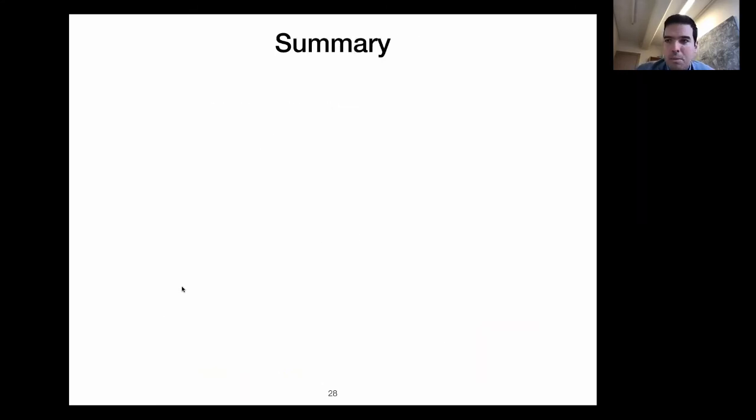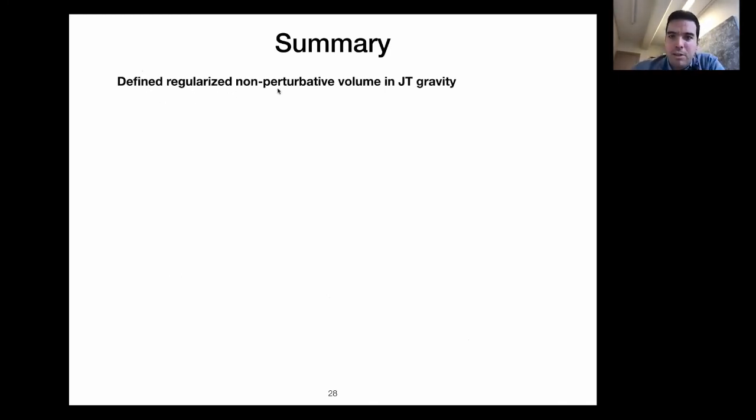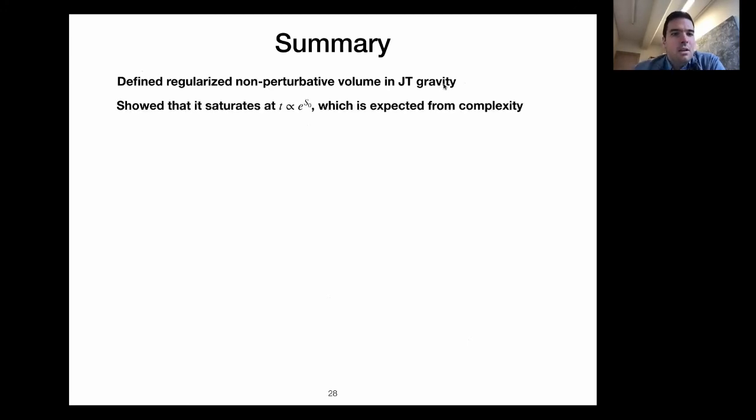Okay, so let me summarize. What I told you about is how to define a regularized non-perturbative volume in JT gravity. I gave you a particular regularization, but I also told you that the divergences are time independent. So you can just always think about the time derivative of this volume. That's a finite quantity. And then I showed that this quantity saturates at exponentially large time in the entropy. And this is expected also from complexity.